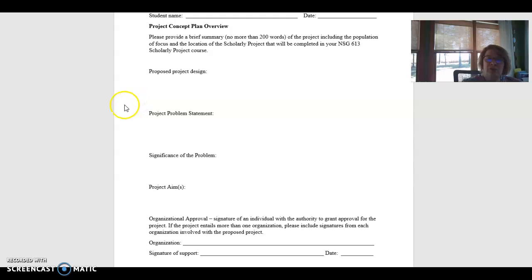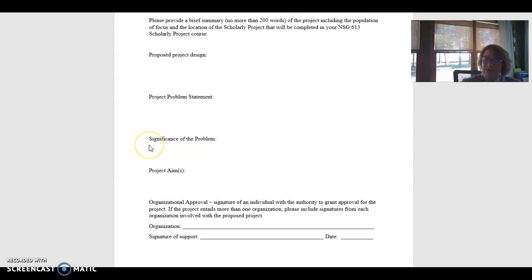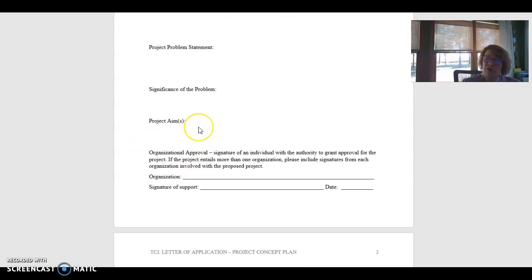So you're going to just do a brief overview of your project. You're going to look at your project design. What is the practice problem, or what is the issue that you're addressing in your project, and what is the significance of the problem? It doesn't have to be extremely extravagant as far as the application. It's just the nuts and bolts of what you're conceptualizing for a project. And you'll also include what you aim to do with your project.